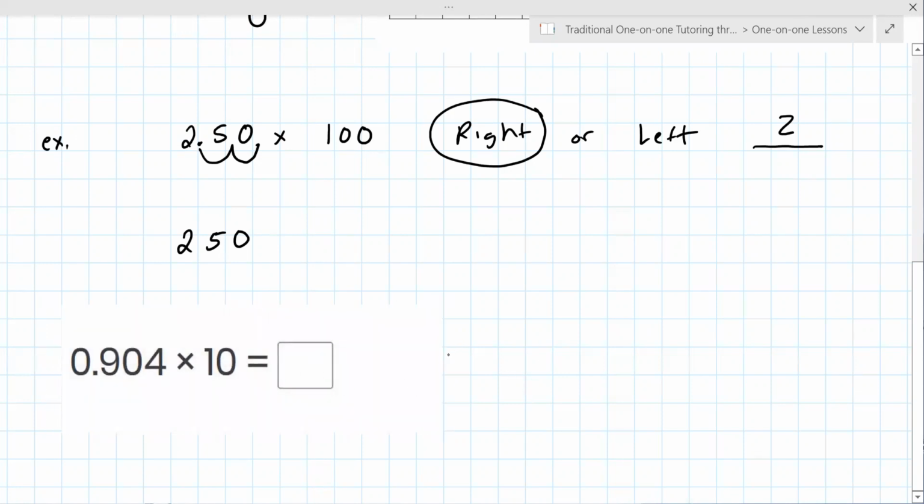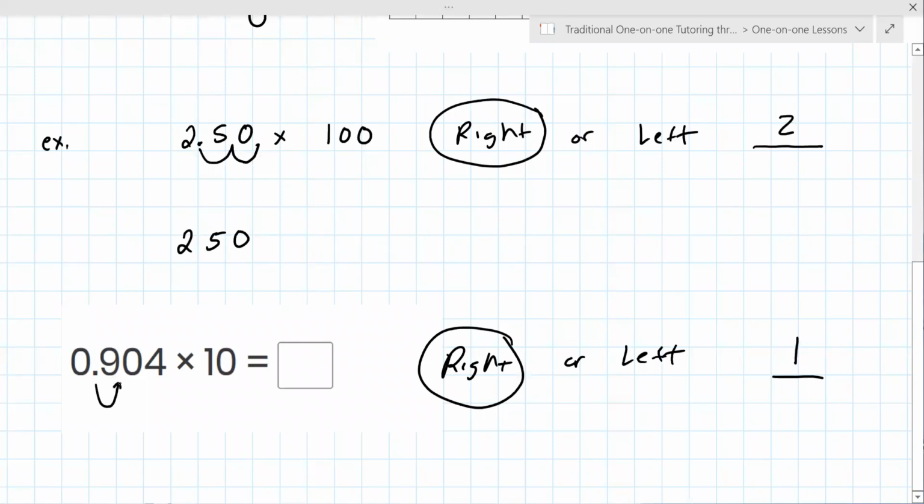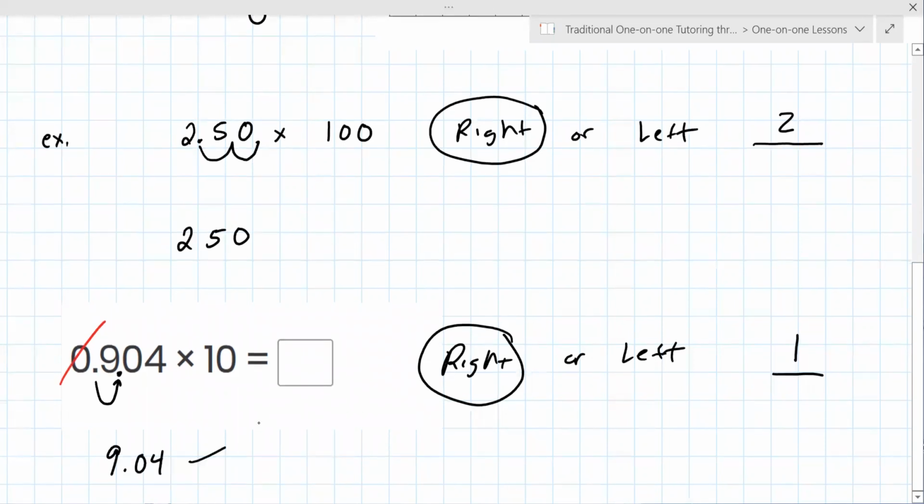Do you multiply the decimal to the right or the left? The right. And how many decimal places? 1 time. So that decimal just moves to the right 1 time. The 0 that's in front of the 9 just goes away. You can get rid of that. So it becomes 9.04, not times 10; we just did the times 10. Is that okay? Yes.